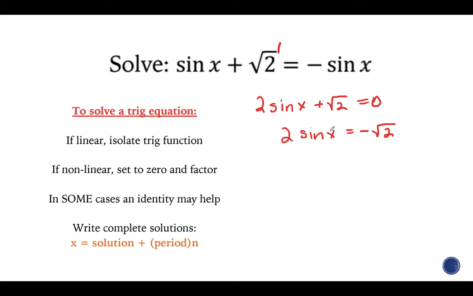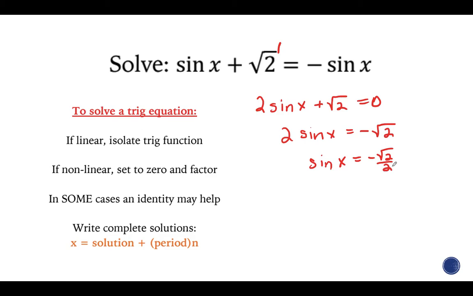Now, again, my goal here is to isolate the sine of x. I want to get sine of x by itself. So now I'm going to take and divide both sides by 2, all right? And we just end up isolating that trig function, meaning I get sine of x by itself, and I end up with sine of x is equal to a negative square root of 2 over 2, all right?